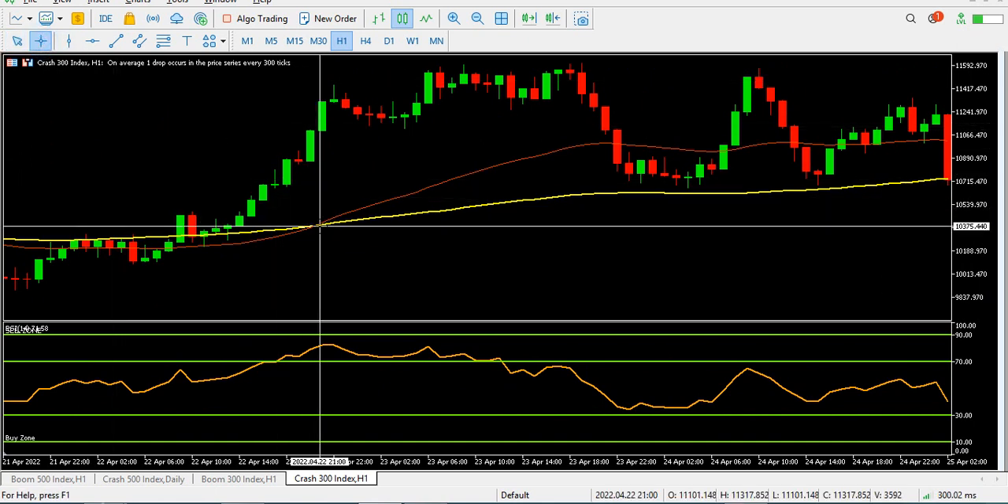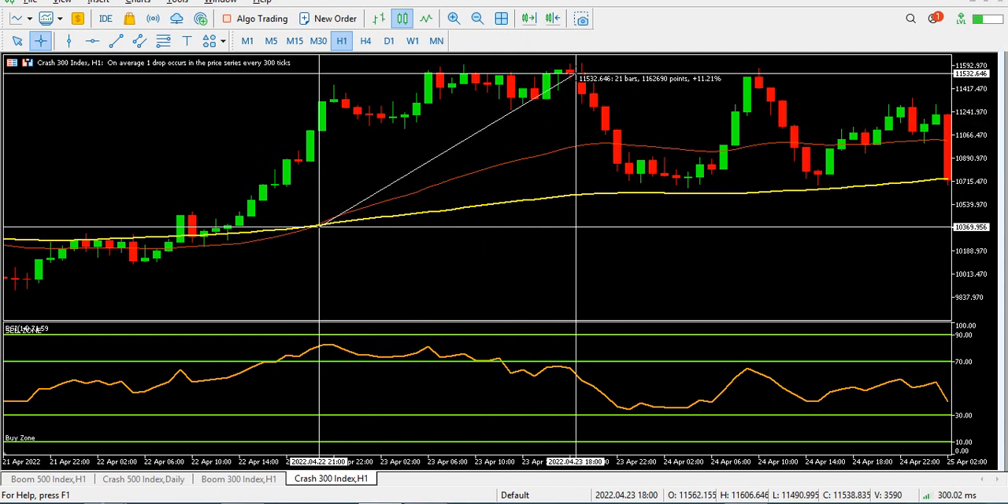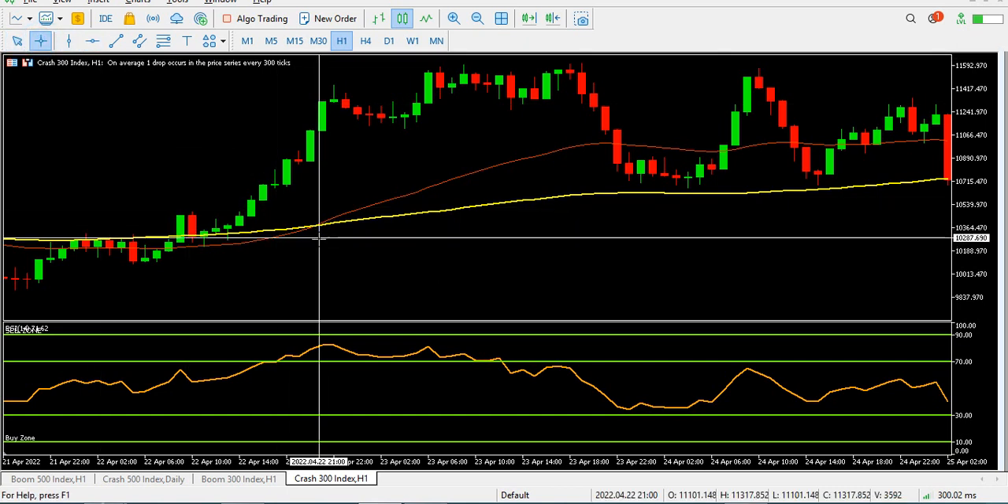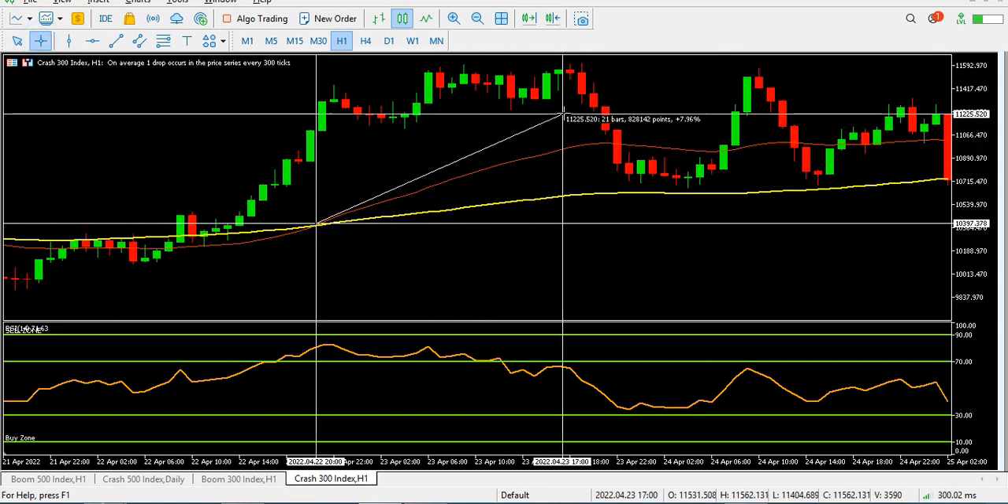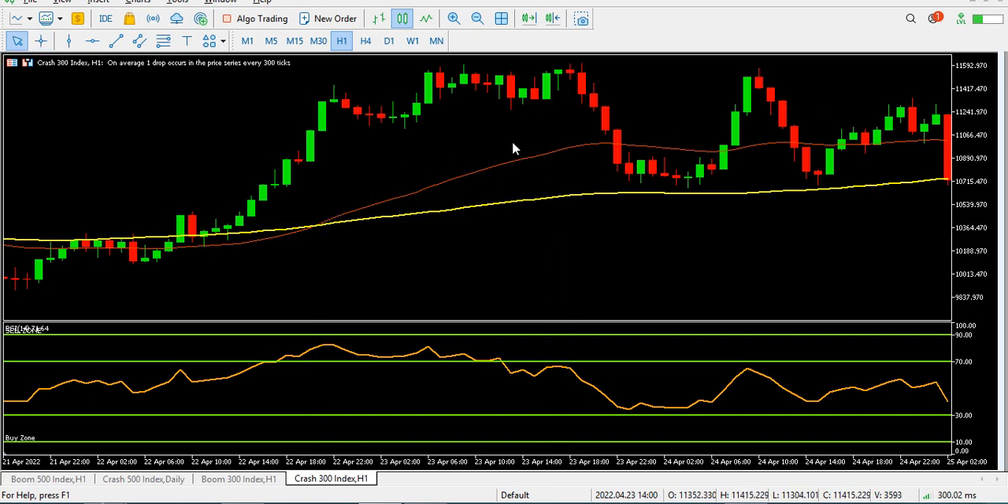Take a look at here, so you can see it crosses it and it moves all the way up, okay, all the way up. That's about 21 bars, 11,580 pips, okay. So let's see how we can use that to trade. First, it has to cross it. Take a look at here, it has to cross it. The second, it has to be the buy level, okay. It has to approach 30.